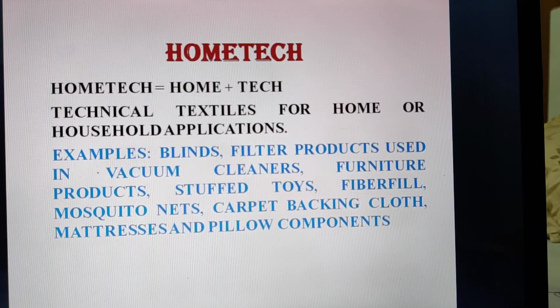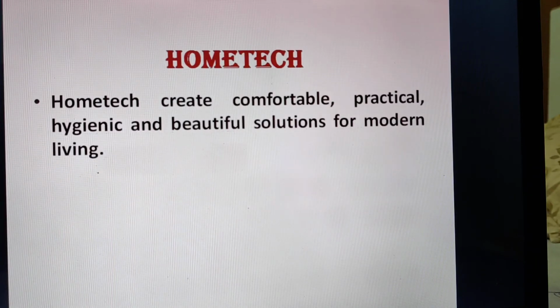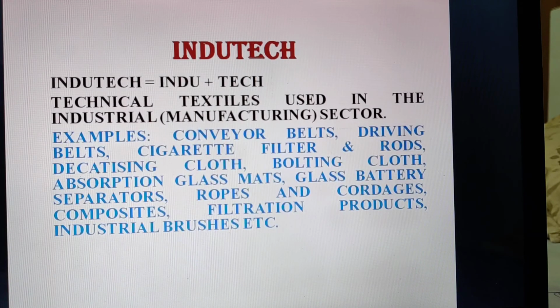HOMETECH means home plus tech, that is technical textiles used for home applications or household applications. Examples may be blinds, filter products used in vacuum cleaners, furniture products, stuffed toys, fiber fills, mosquito nets, carpet backing cloth, mattresses, and pillow components. They create comfort and practicality. They are hygienic and beautiful solutions for modern living.